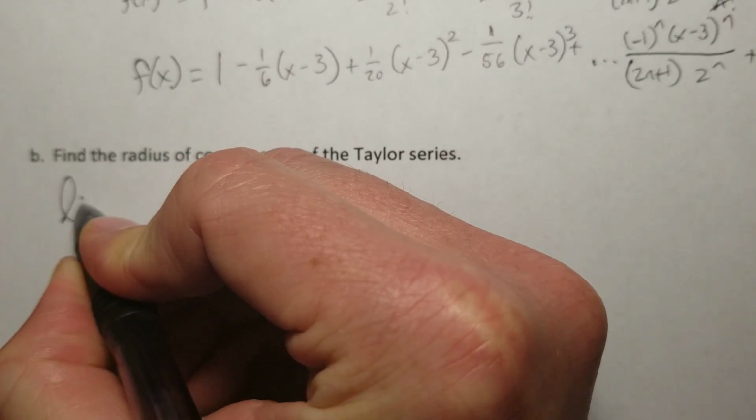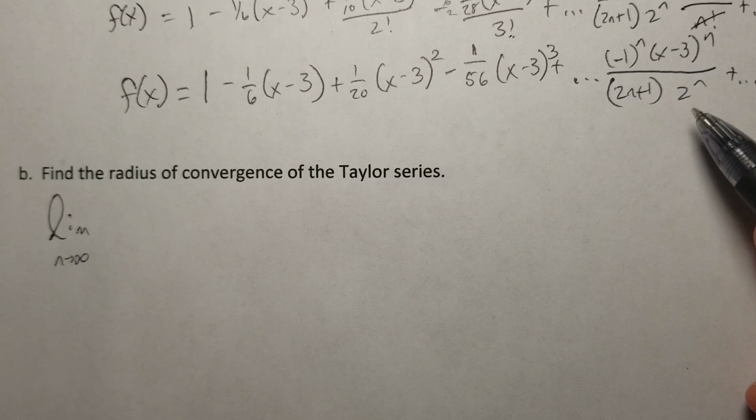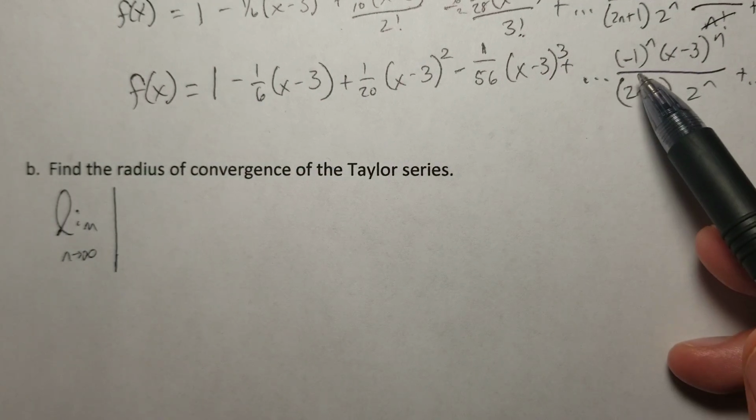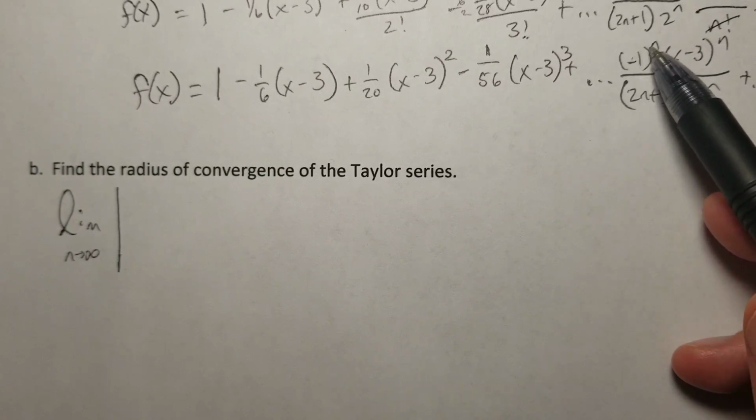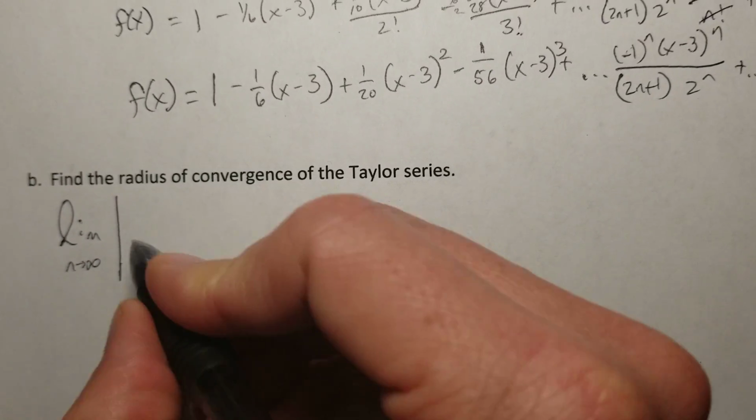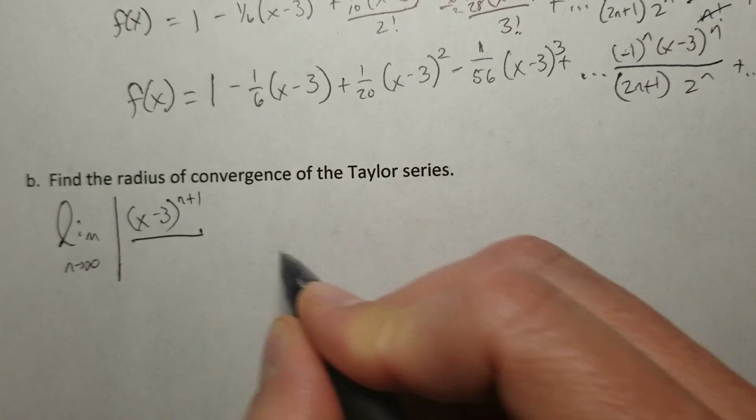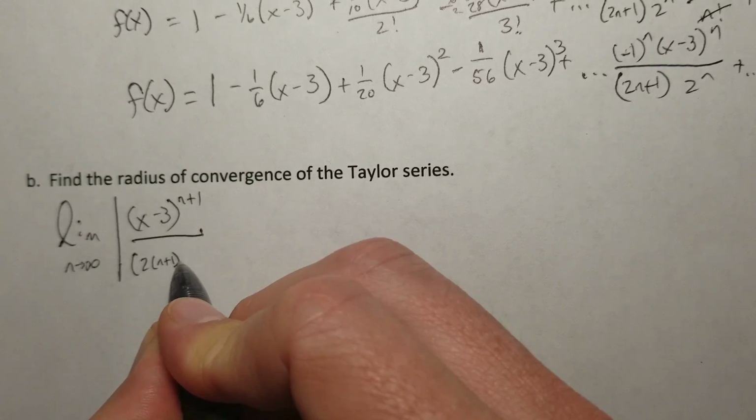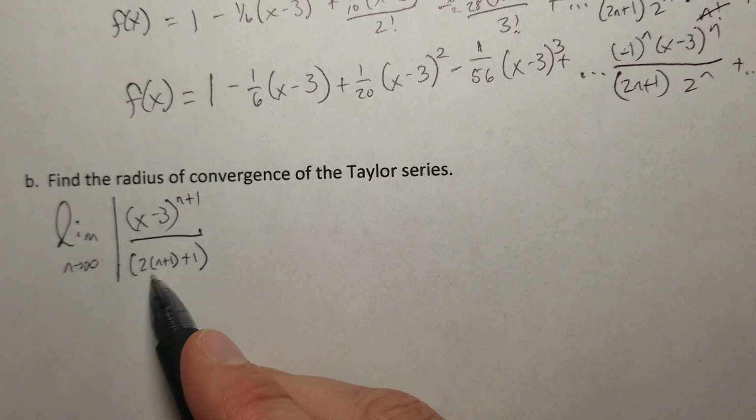So I want to do the limit as n goes to infinity of my nth plus 1 term. Now, I'm going to be taking the absolute value of this here. So the absolute value of negative 1 to the n is going to change to be positive, so I'm not going to need to worry about that. So I'm going to do x minus 3 to the n plus 1 power over 2 times n plus 1, right? n plus 1 in for here. We're going to need to distribute that too.